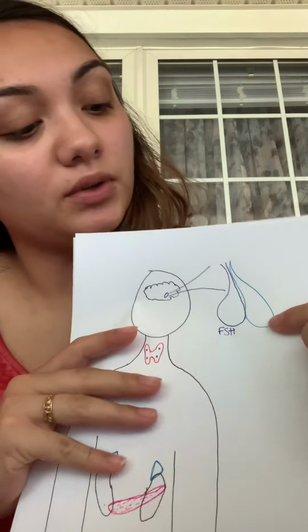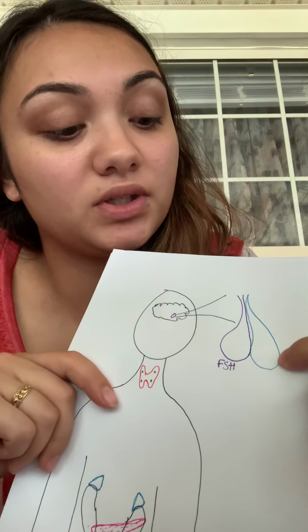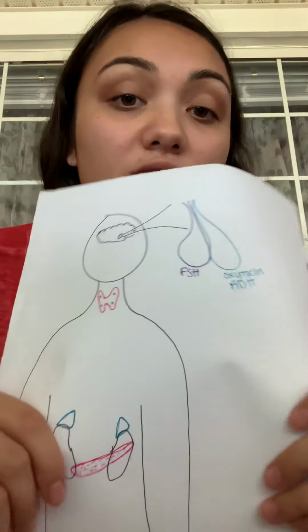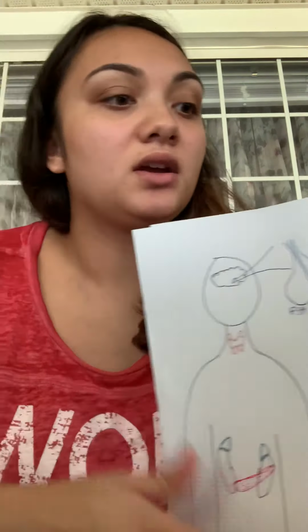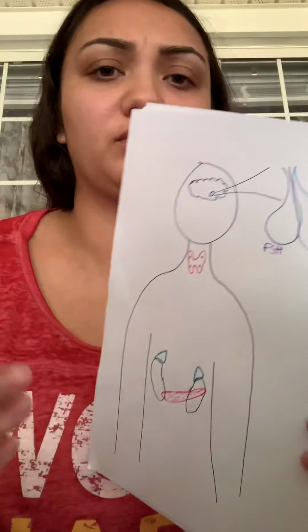And in the blue, this is our posterior pituitary gland, and it produces two hormones: oxytocin and the antidiuretic hormone. Oxytocin stimulates uterine contractions during child labor or birth, and the antidiuretic hormone, ADH, stimulates the kidneys to reabsorb more water, which reduces urine output.